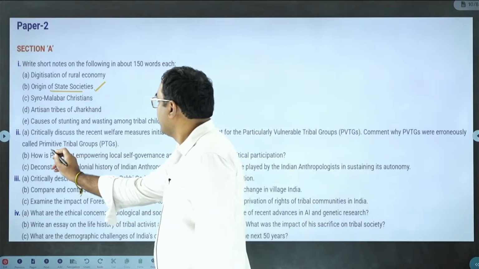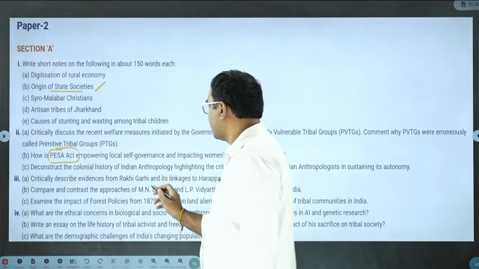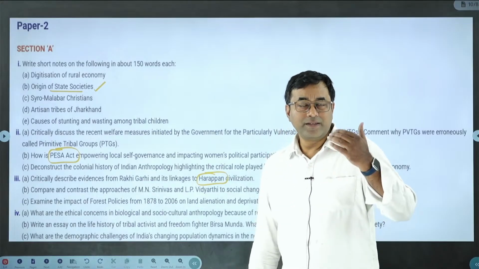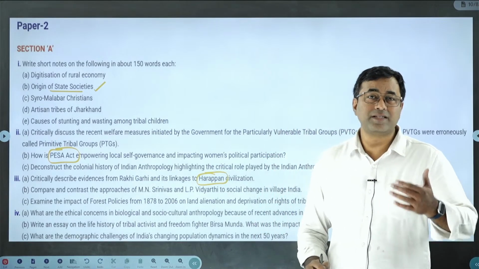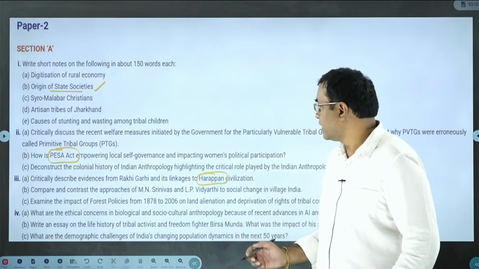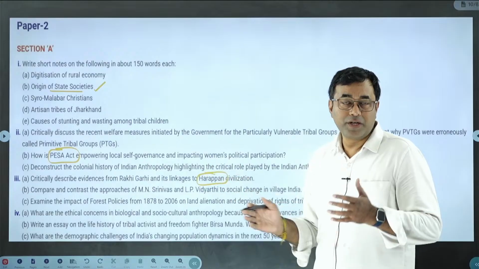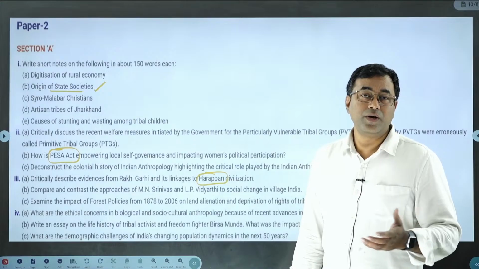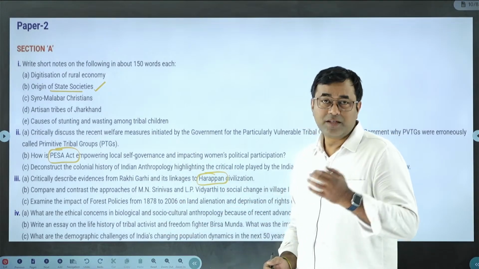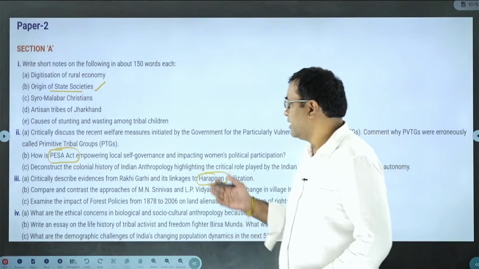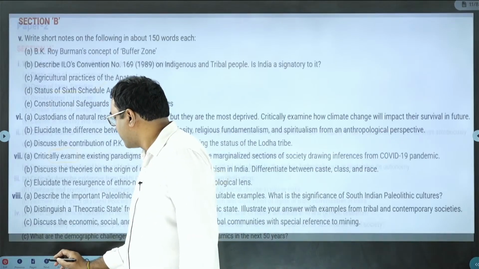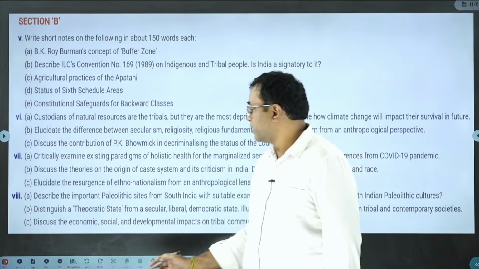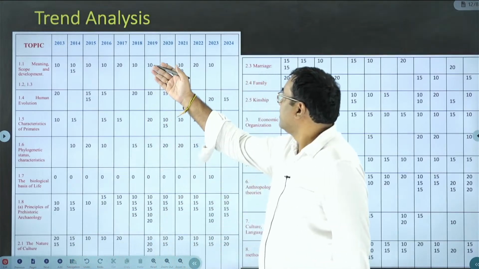Here another one is like the PESA Act. These are some of the keywords. Again you can see Harappan civilization. In the recent past there is huge research going on, and sites are being excavated with respect to Harappan civilization. That's why even in paper 1 they have asked a question related to Harappa, and in paper 2 of the same exam they have asked a question related to Harappa. That itself indicates that the subject is more static in nature, and at the same time the student can easily read and reproduce. This is another set of section B questions related to paper 2. Next one, if you see the trend analysis.